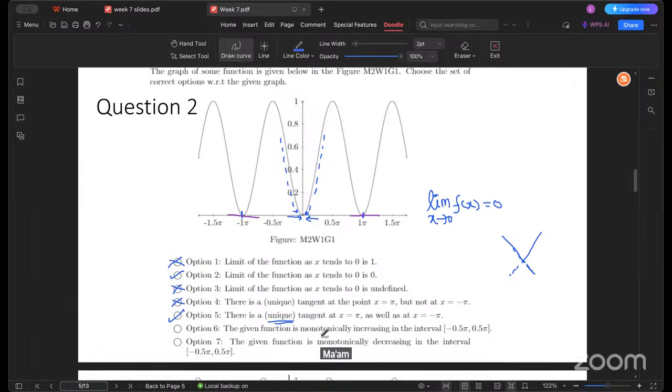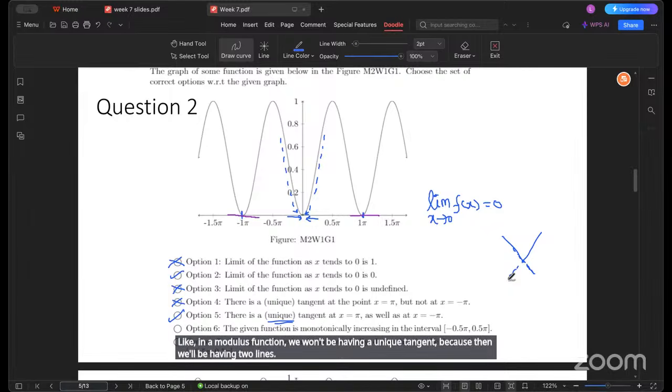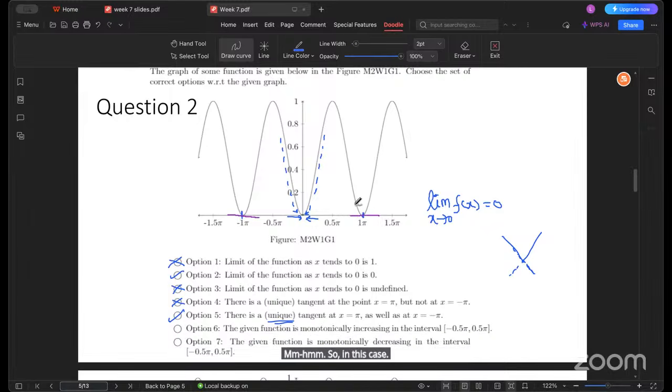Ma'am, even if we go by the definition that you gave for unique tangents, in that case you see that at each point, like in a modulus function, we won't be having a unique tangent because then we'll be having two lines. So in this case, we don't have such a scenario. We have a unique tangent for both x equal to minus pi and x equal to pi. Ma'am, I think it is a part of a practice assignment where it is shown that option 4 is correct, but option 5 is wrong. Yes, ma'am. Okay, so I guess this statement is kind of okay.